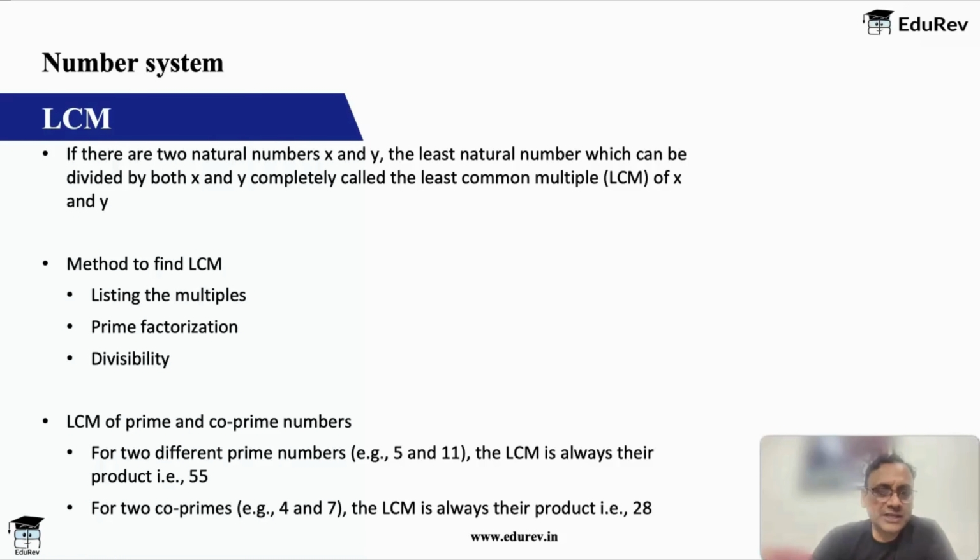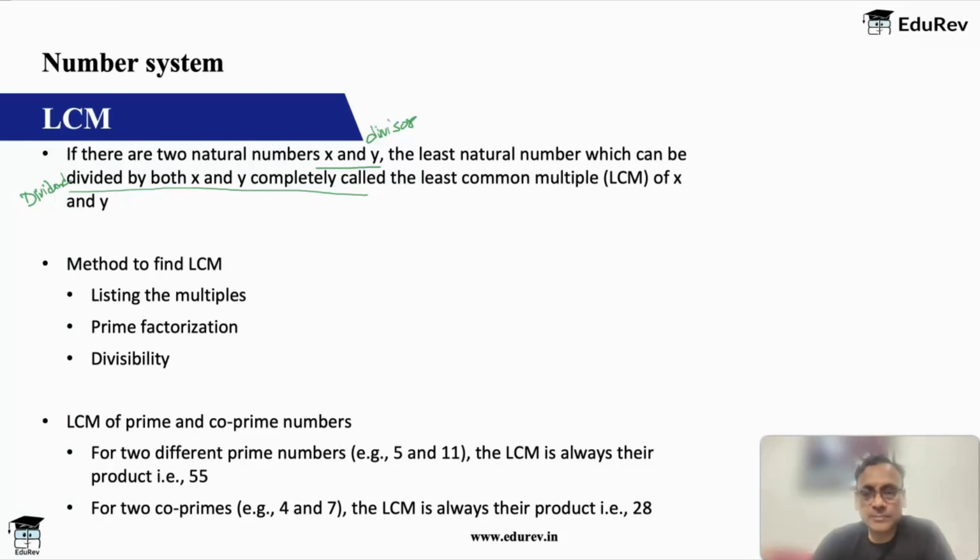So if two numbers, natural numbers x and y, the least natural number which can be divided by both x and y completely is called the LCM. So these two numbers are the divisors. And the least natural number which can be divided, that means you are finding out the dividend.